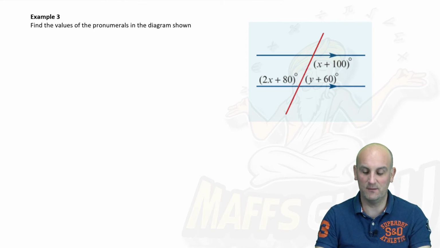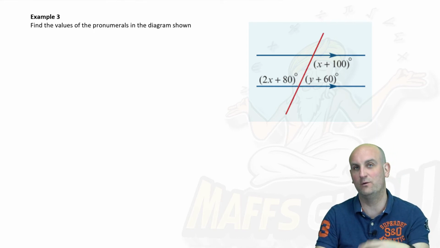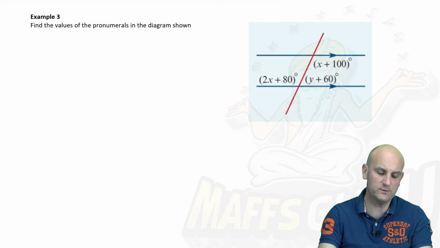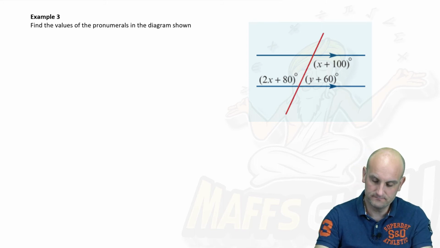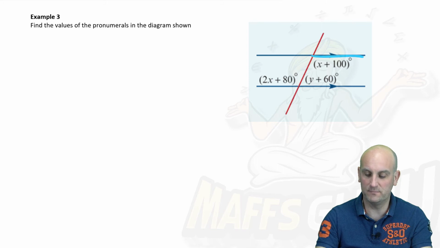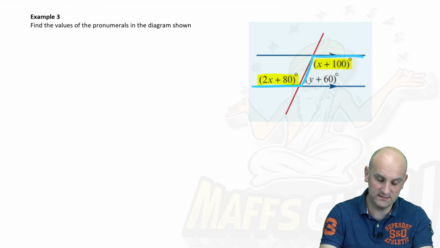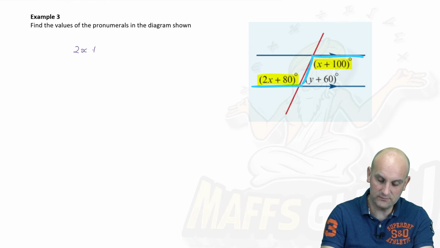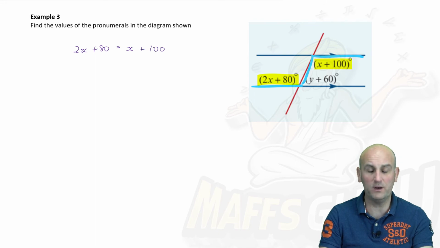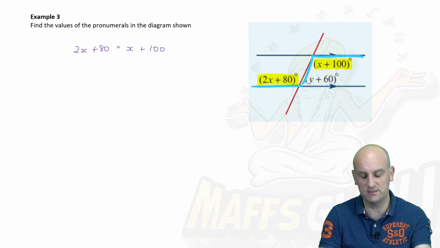Here we go. It looks a little bit more complicated now. We have x's and y's. But the good news is we can build on the previous knowledge. You see my little elongated Z, which means that this angle here and this angle here are exactly the same. So I'm just going to repeat what I did from that first example. Let's say that 2x plus 80 is equal to x plus 100. Right, I'm not going to worry about y for the moment. I'm just going to solve this.